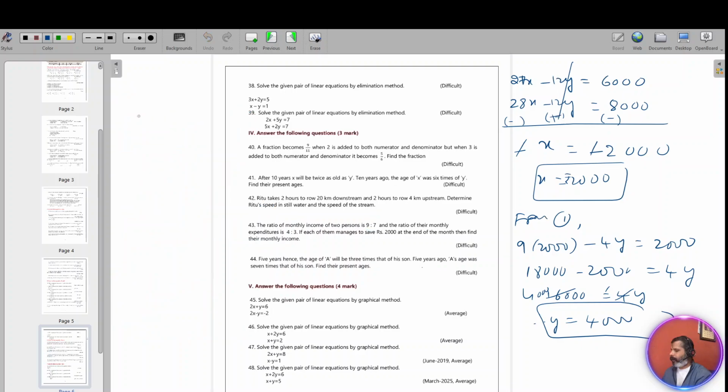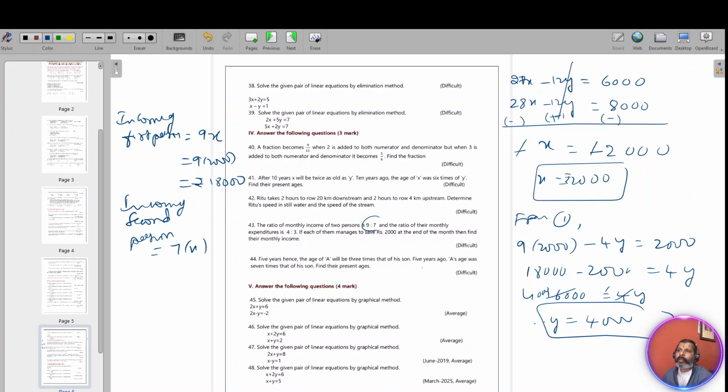Okay. Let's see. Income of first person. 9 times x, right? That is 9 times 2000 rupees, 18,000. Similarly, income of second person is 7 times x. Remember, 9 is to 7 ratio is given as income ratios for both the persons. So 7 of x is 2000, that is 14,000.